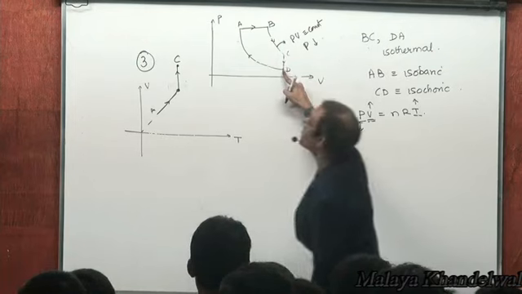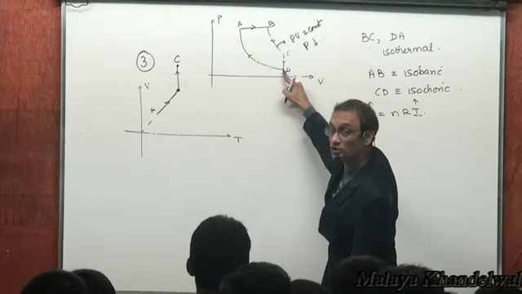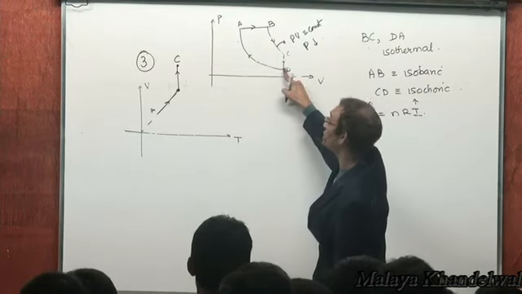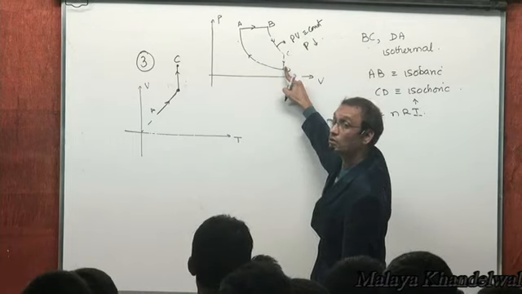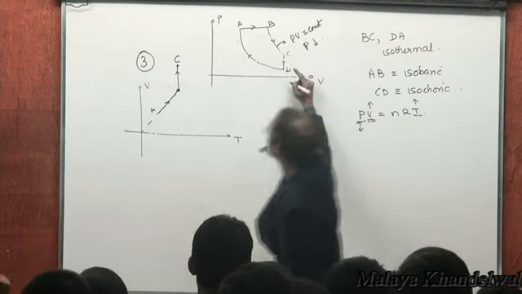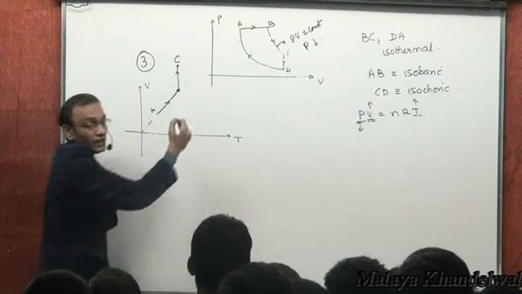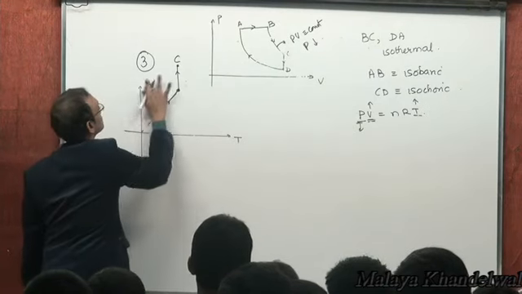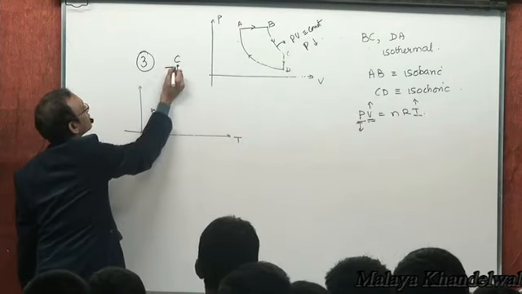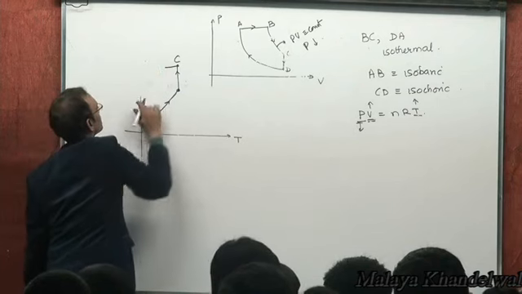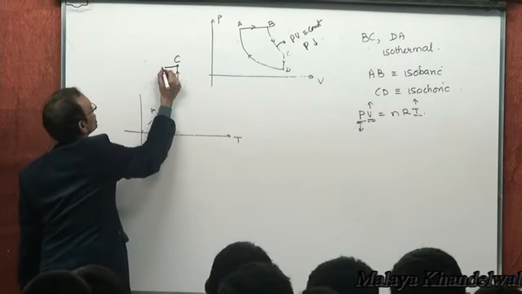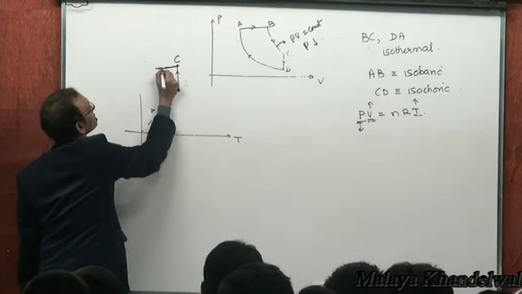Then from C to D, constant volume. Pressure decreases. Constant volume, isn't it? Temperature will decrease. Little clumsy, but let's still. C to D would be like this.